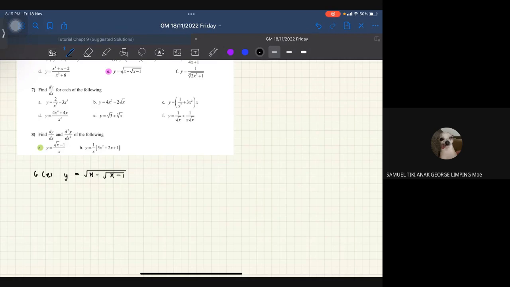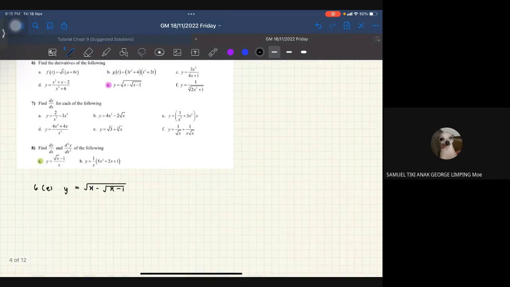Okay, so let's continue. Right, so now we have a question, y equals to square root of x minus square root of x minus 1. It does look a bit complicated, but actually it is very easy for us to solve. Right, so if you look at this question, what method do you want to use? What rule do you want to use?